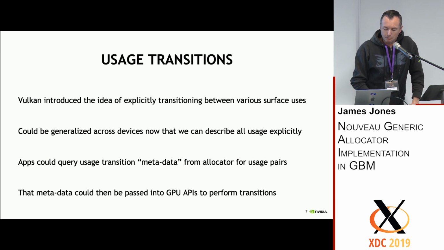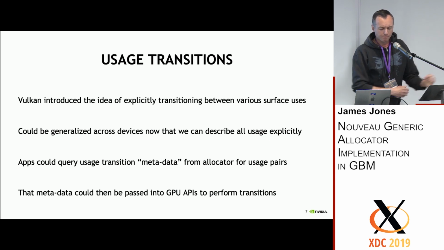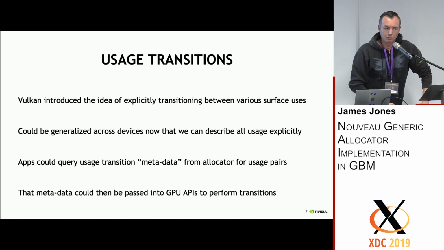These would be more complex than the transitions represented in Vulkan, potentially. So the idea was that the applications wouldn't be able to name them explicitly. There might be too many of them, or they might depend on the system at runtime. So the idea was the applications would just say, I want to use these two usages. Is there some metadata that describes the transition between them? Then the allocator library would tell you back, yes, there is, and here it is, or no, there is not, and you can't do that, in which case, again, you have to do a copy.